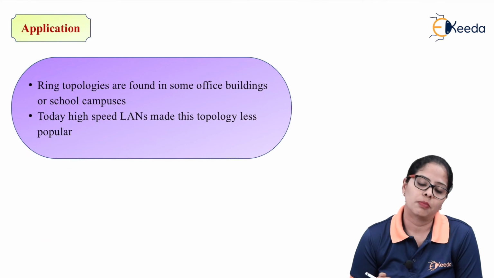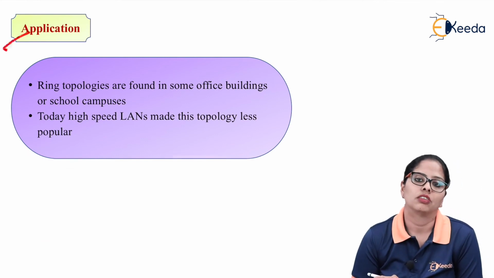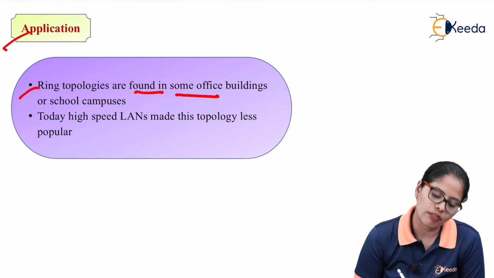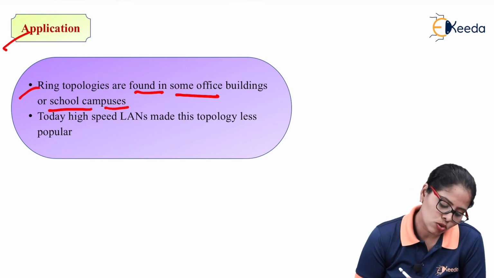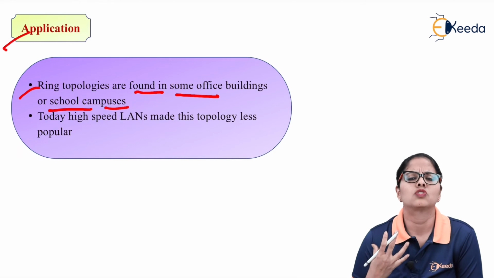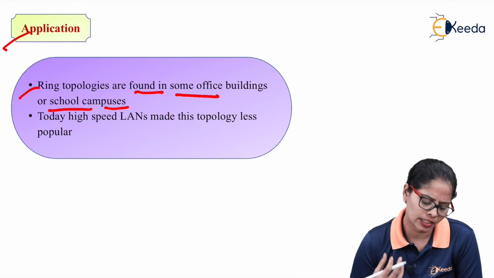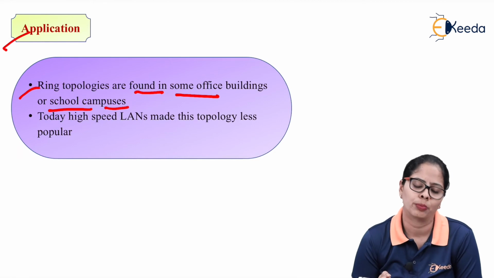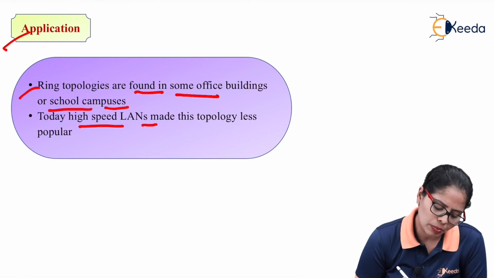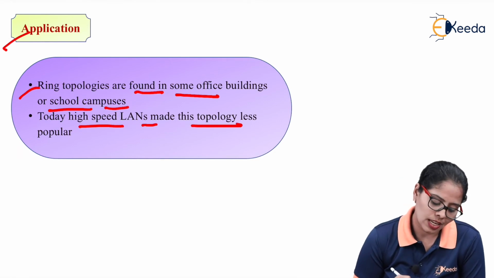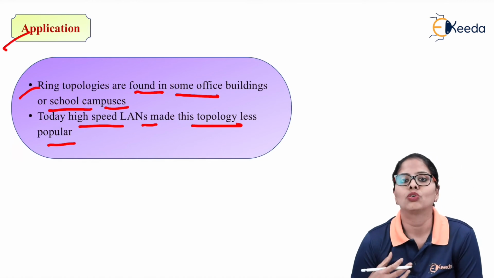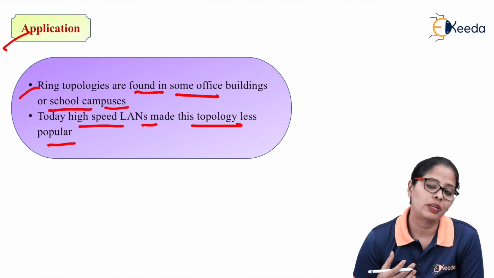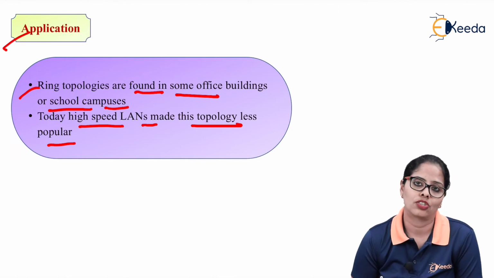Now let us discuss the applications. A ring topology is found in the same office building or some school campus. Basically, for a small network, for example the network of a small school or small offices, you can go for the ring topology. Today, with high-speed LANs, this topology is less popular because, as you know, the delay in this case is more. So nowadays, in high-speed LANs, we don't go for this topology.